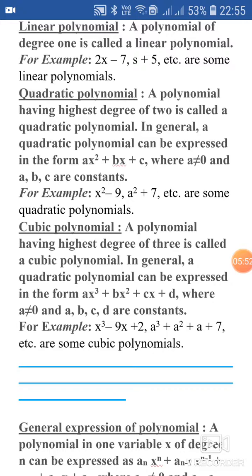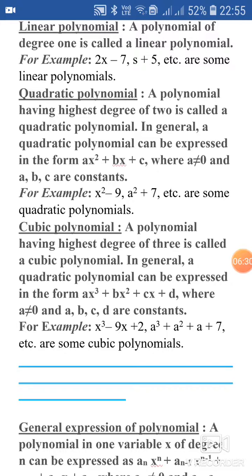For example, in the linear polynomial 2x minus 7, as you have done in class 8, we have done linear equations and all. Na? So that is 2x minus 7. So x is having power 1. So that's known as linear. Now when this x power becomes 2, then it becomes a quadratic polynomial. See the next example, in quadratic polynomial, x square minus 9. When the power of x becomes 3, then it becomes a cubic polynomial. For example, x cube minus 9x plus 2. So that becomes a cubic polynomial.